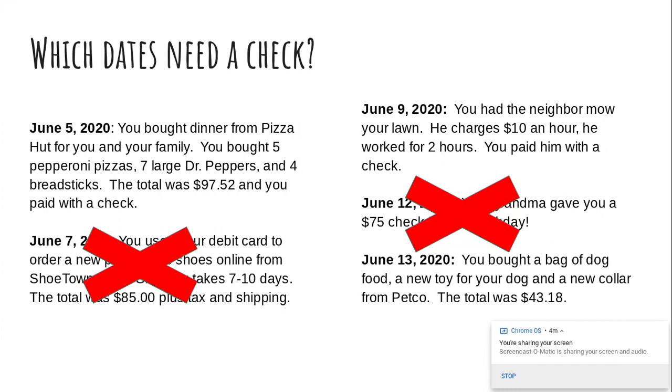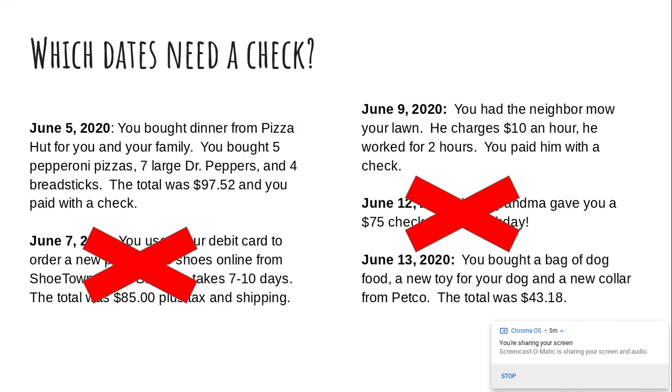So let's look. So for the first one, let's go back to June 5th, 2020. Who's it going to be paid to the order to? Pizza Hut. Perfect. The date, June 5th, 2020. What was the total cost? $97.52. What is the memo for pizza? And then we sign it. Perfect. Okay, let's look at the next one.